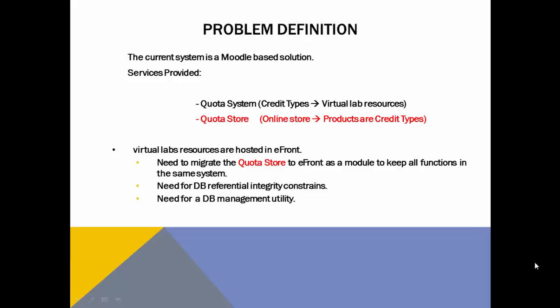The system used for Virtual Labs management and administration is a Moodle-based solution that hosts several resources such as the Quota system, QuotaStore, scheduler, and others. The Quota system allows the management of credit types, which are Virtual Labs resources. The QuotaStore is another solution which allows students to request those credit types. You can think of the QuotaStore as an online store which allows customers to select products and add them to the cart to later purchase them. The customer here being the students and the products, the credit types.